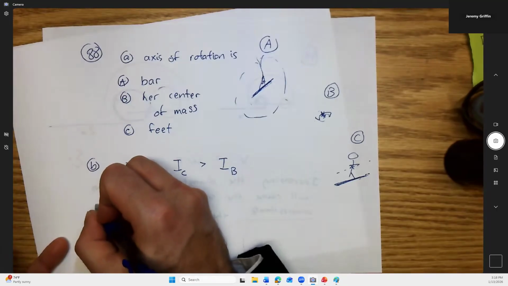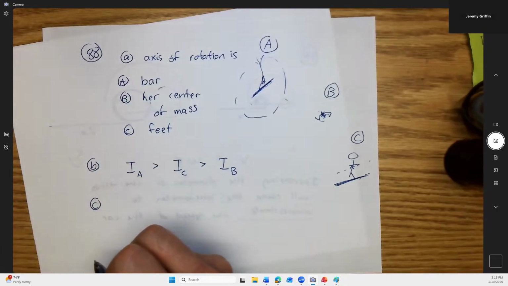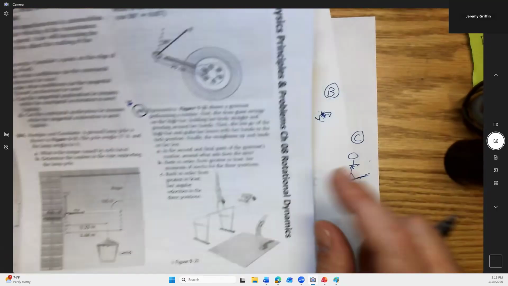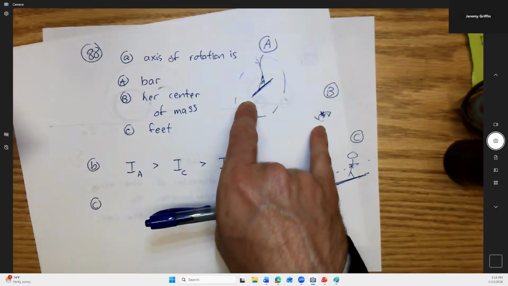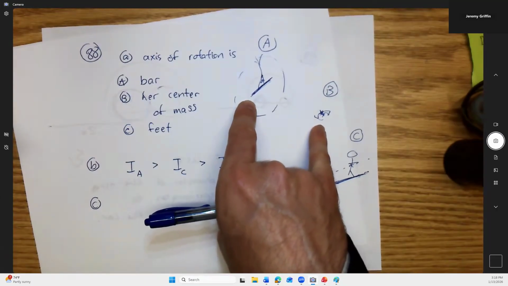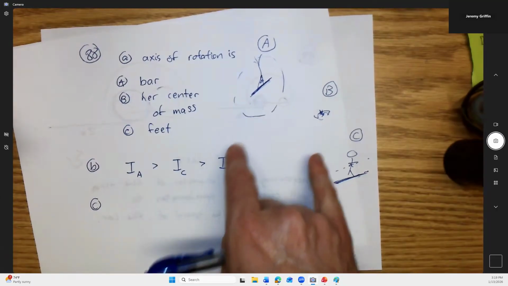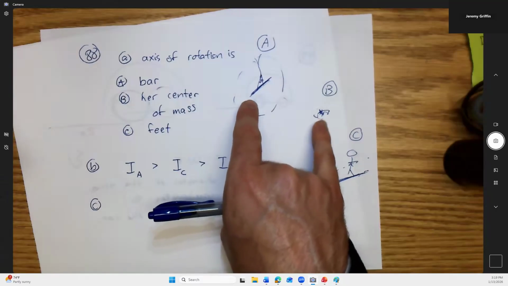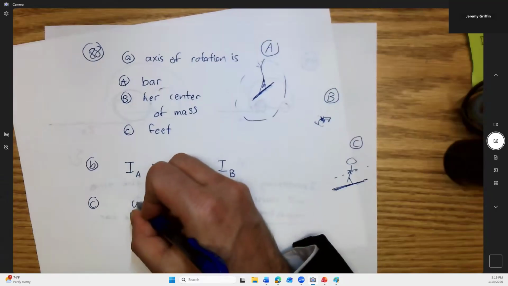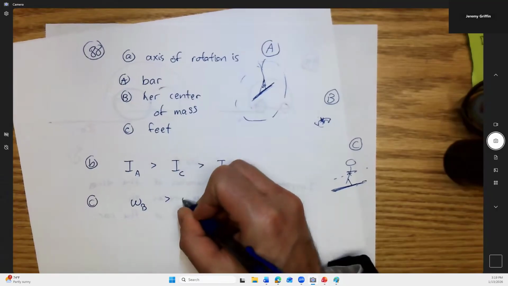All right. And then question C was rank her angular velocities. From frame A to frame B, I think angular momentum would be conserved. So A and B you can definitely compare. Where is she spinning faster, A or B? B, definitely B. So omega B is definitely faster than omega A.